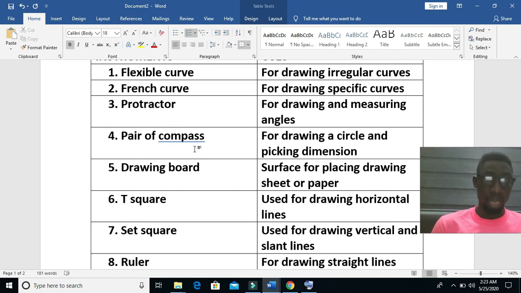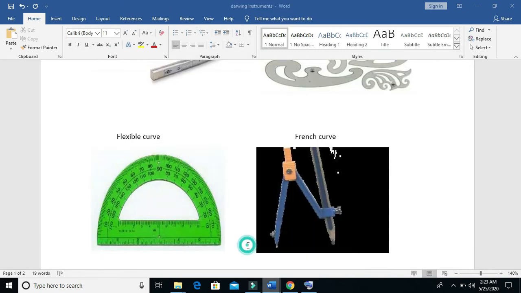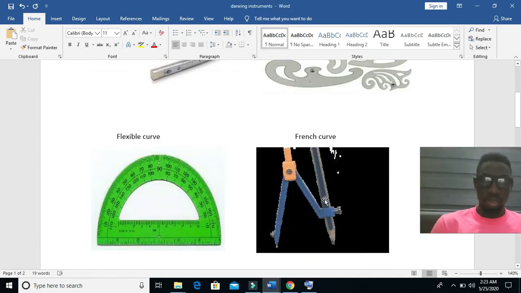We use that in class oftentimes. You fix your pencil there and use it to draw a circle. You can also use it to pick dimension, pick a particular measurement and take it to another place, and still use the same measurement. So we are familiar with it, but let me just show us the picture. You can see it here. You have the pencil fixed in it, and you just use it to draw a perfect circle. And you can as well use it to pick a particular dimension, a particular measurement.